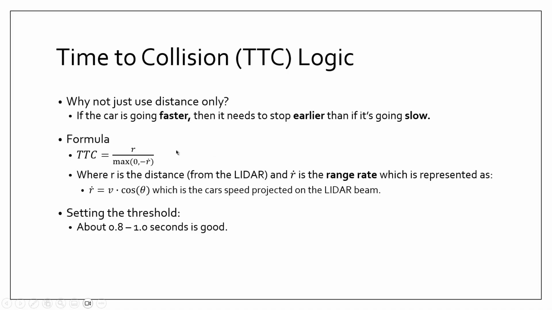So instead, there's this formula called TTC, and the top here is R, where R is the distance from the LiDAR, and then this negative R with the accent on top is the range rate, which is represented as this, which is the velocity. That's why we need the odometry times the cosine of the angle of the beam, which we'll get more into later.